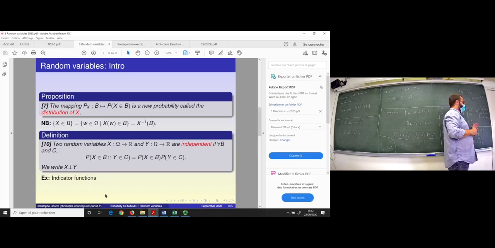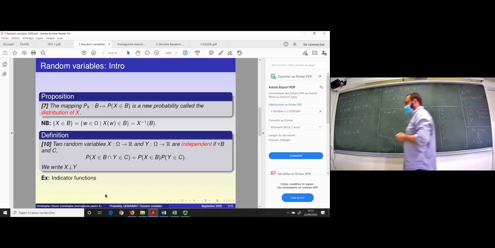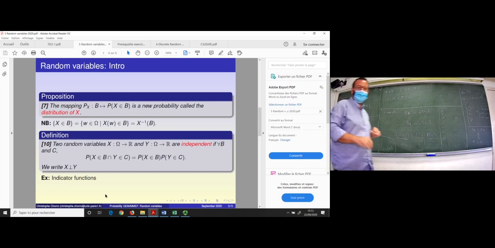But my little example here was just to convince you that independence between random variables is just a little extension of what I have previously introduced in the case of sets. Basically. Okay? Through the notion of preimages. Questions? Okay? Next slide.